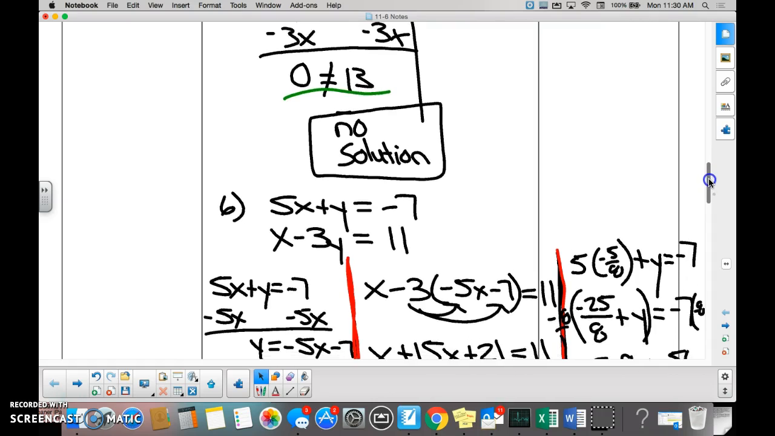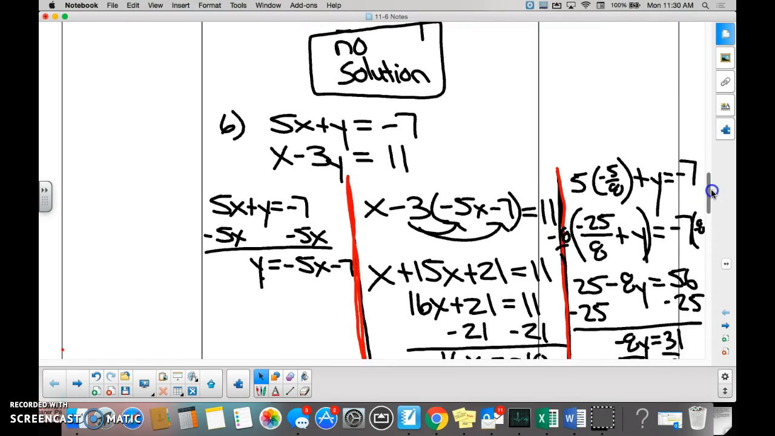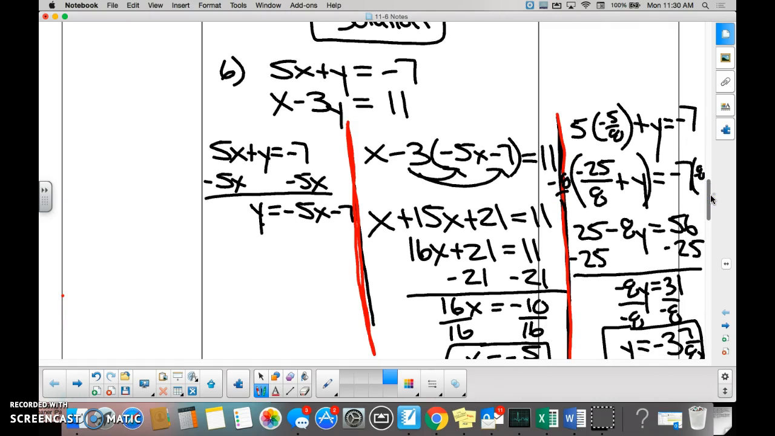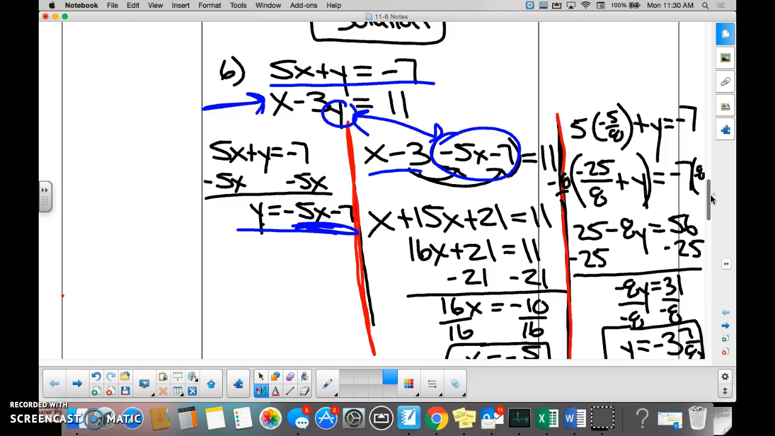Number 6, do we have any of our x or y's alone? No. So our first step is to get a variable alone. So we decided we wanted to use 5x plus y equals -7, and we wanted to get the y alone. So what we've done all year is we solve to get the y by itself. Once we got y alone, then we can plug in -5x minus 7, because that's what y equals, into our opposite equation, into that one right there. So -5x minus 7, we plugged in for this equation, x minus 3, and then the y becomes the -5x minus 7.